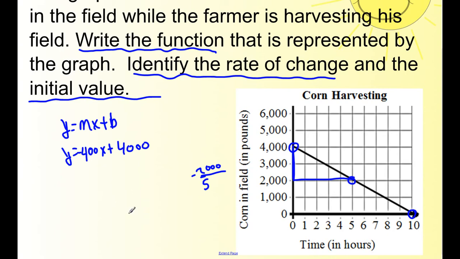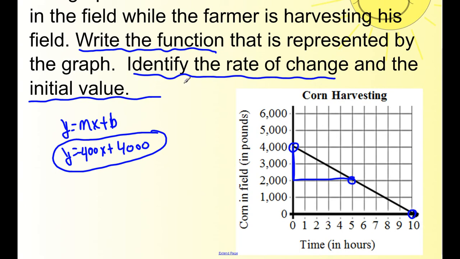So now we have the function represented as an equation. Write the function. Check. There is our function of how fast this farmer is harvesting his corn. So the slope is negative because the amount of corn left in the field is going down every hour. He's harvesting it, so there's less corn still in the field.